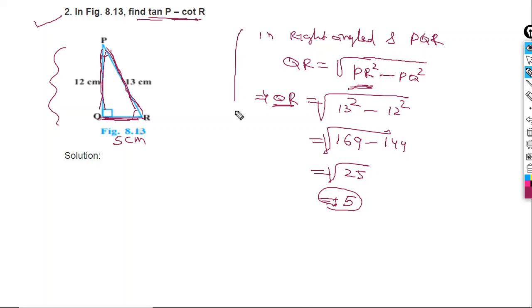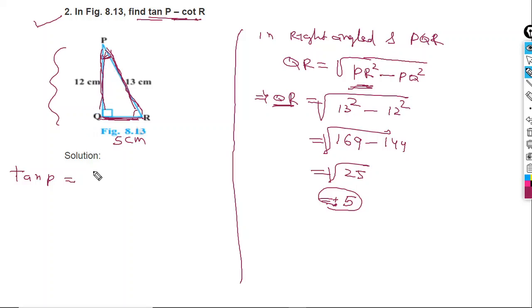Okay, so let's find tan P and cot R. We'll write it here. Tan P equal to, now you look at the figure, tan P is here, P angle. Tan theta or tan P is equal to side opposite of angle P divided by adjacent side.